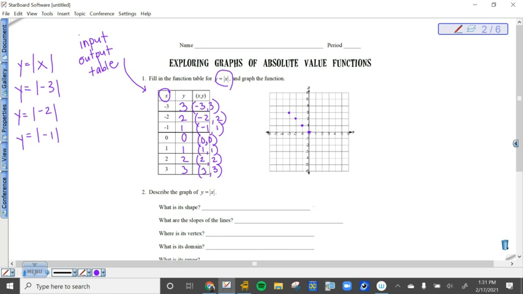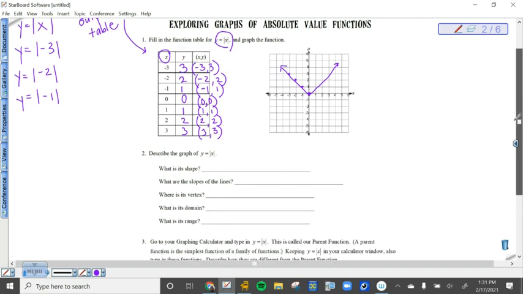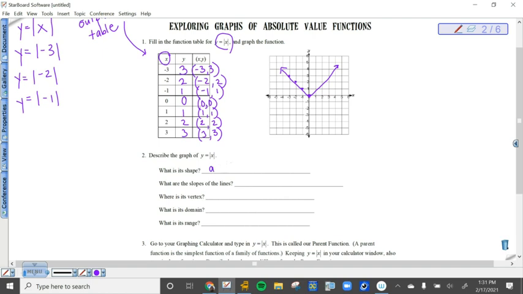Okay. So we'll go through and just connect the dots. And this is going to be our line, or our function. What is the shape of the function? Yeah, it's a V.